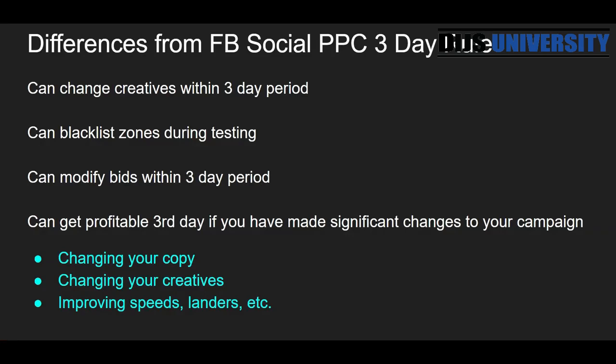Now, it's highly likely that on the third day it will not be profitable if you have not gotten any conversions on the first and second day, just like it would be with Facebook. But the main difference is you can go in and switch up your hosting to an international server to literally increase the speeds. You can change your creatives, and you can probably get lucky and figure out how to engage better with the audience that you're targeting. You can look into your copy, because the copy is going to be what's most important, at least in my opinion, when it comes to your push notifications.